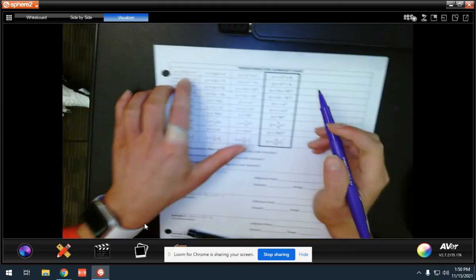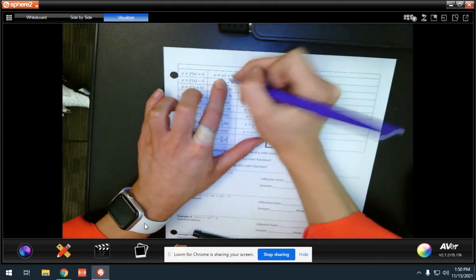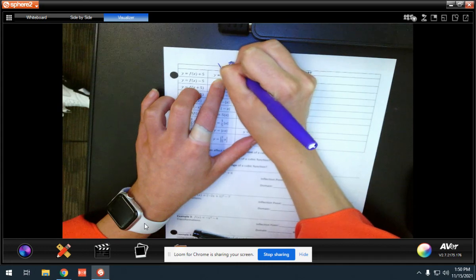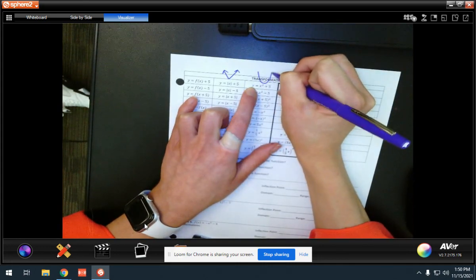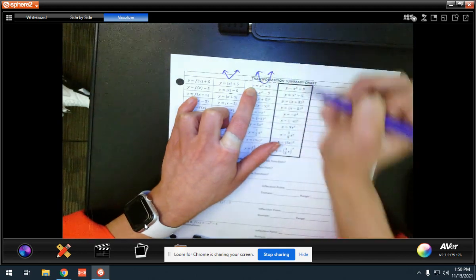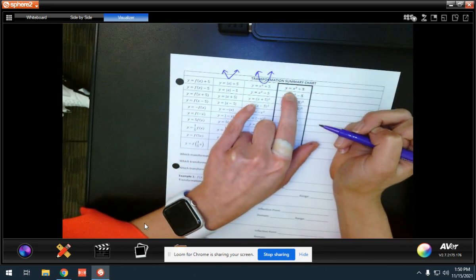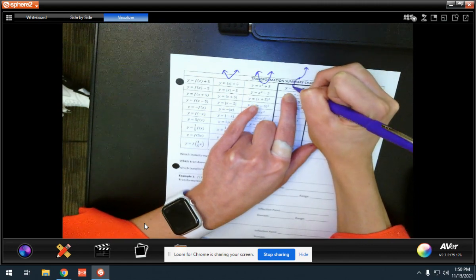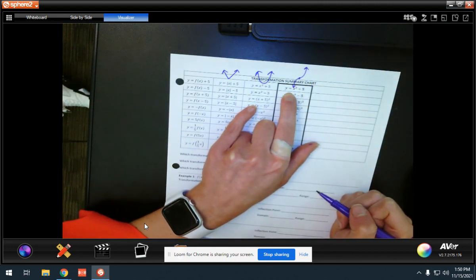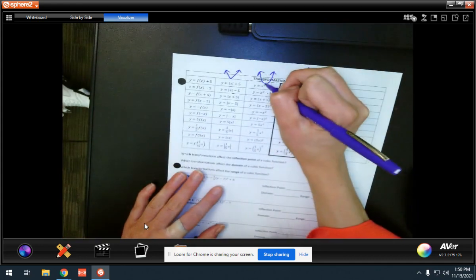All right, so for our summary chart, we have all of our functions on here. We have absolute value. We know that makes a v. We have the quadratic function. We know that makes a u. And then now we're to the cubic function, which now has rotational symmetry, and it makes an s. Okay, so this is the first function with rotational symmetry.